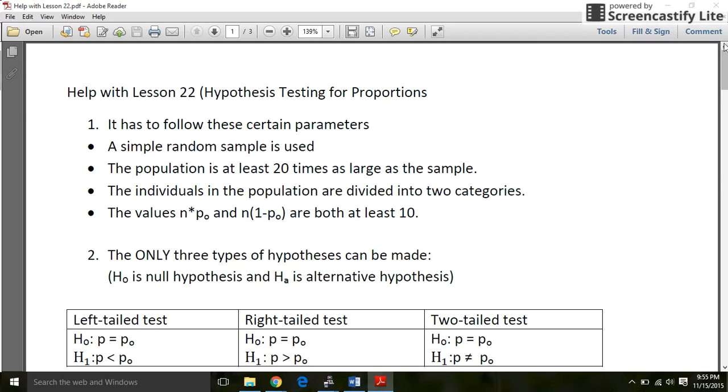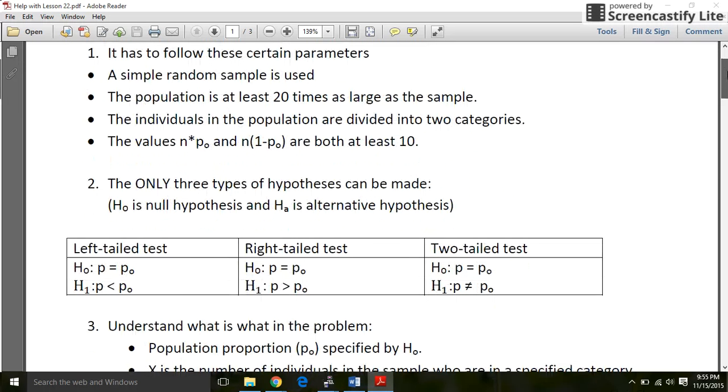Again, there's three types of hypotheses. There's left-tailed, right-tailed, and two-tailed. Now, the thing about these is we're not using the mean symbol anymore. We're using the P symbol. And the thing that you'll look for with these kind of problems is you'll see the percentages. You won't see anything about average. You'll mainly see a percentage sign like 60%, 68%. You'll see those, and that's how you know that you're doing hypothesis testing for proportions.